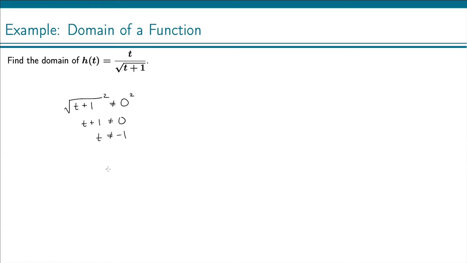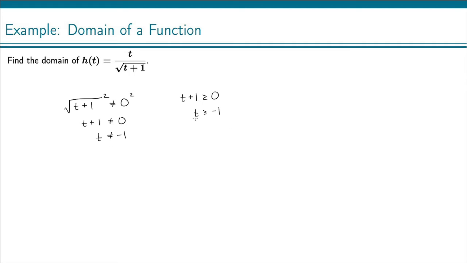The second restriction comes from the fact that I'm doing a square root. And when I'm doing a square root, the thing I'm doing the square root of, which is t plus 1 in this case, has to be greater than or equal to 0. And so to get t by itself, I can just subtract 1 from both sides, and I get t is greater than or equal to negative 1.